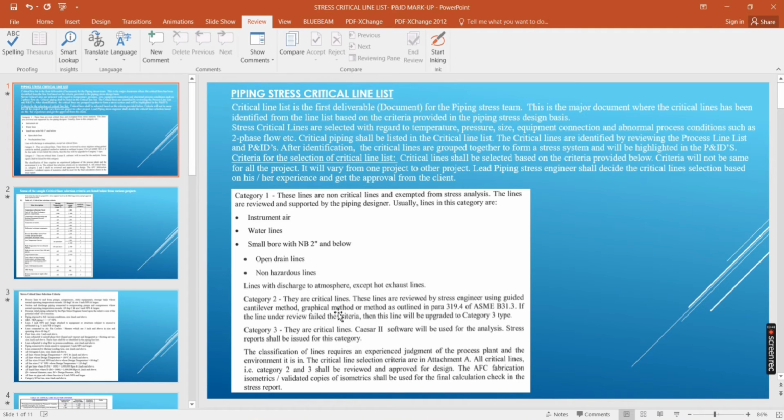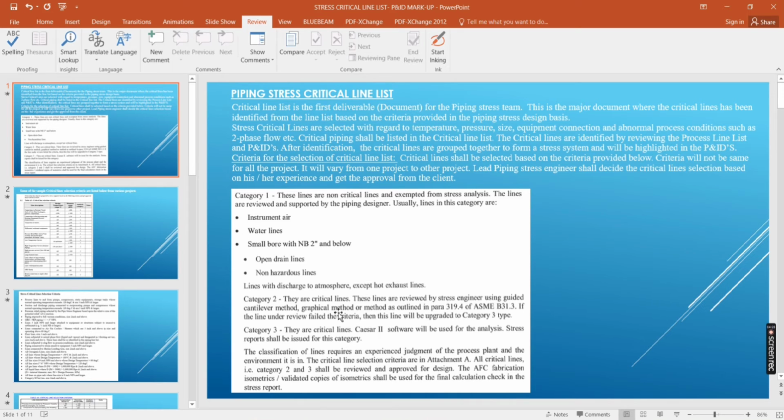Next is category 3. These are the critical lines which require stress analysis using any software, CAESAR II or AutoPIPE or ROHR2 or any other software applicable for this project. There are some criteria provided in the stress design basis. Based on the criteria, we need to select the critical lines and highlight them in the P&IDs.